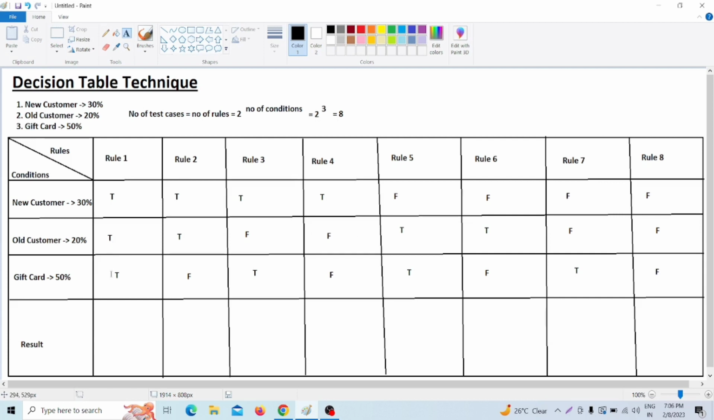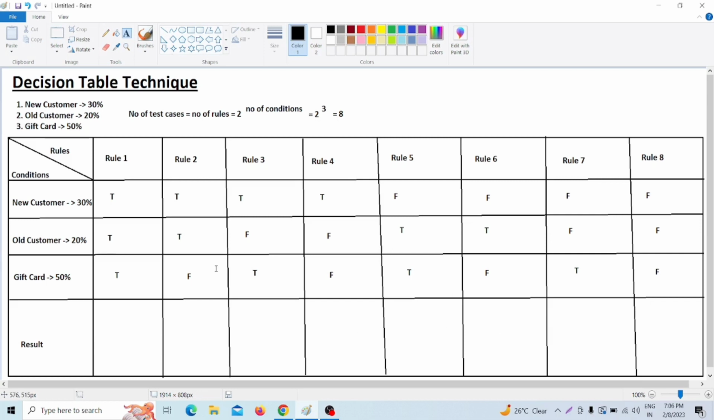Then for the third condition, 2 will be true, then 2 false, then again 2 true, then again 2 false, like that. And there should be one more condition, because 4 conditions are there. The last condition will be true, false, true, false, true, false, like that. Now are you guys clear?